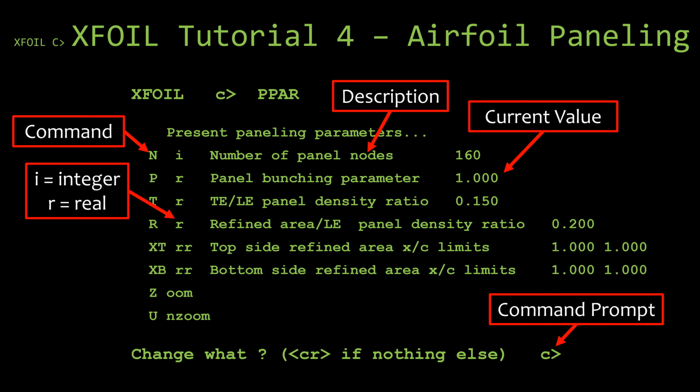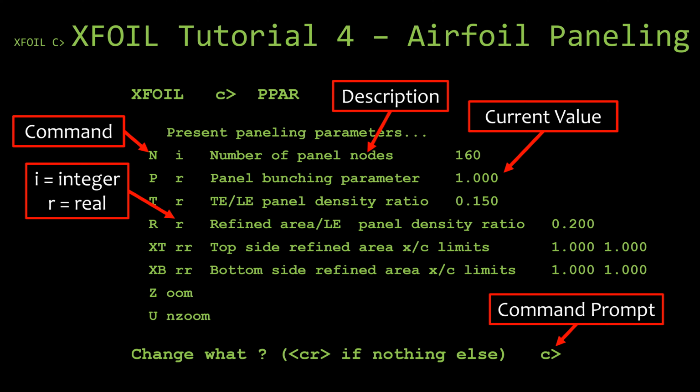And the fourth column is going to be the current value of the parameter. So for instance, if I wanted to look at the second paneling parameter, the panel bunching parameter, if I look at the first column, that P is what I need to type at the change what command prompt. And in the second column, I see one R, so it's going to require one real number. And the current value in the last column is 1.